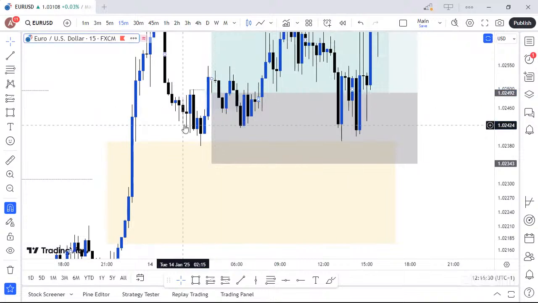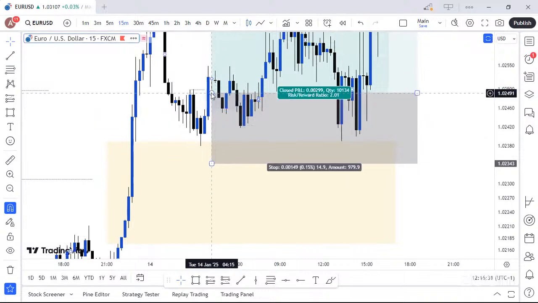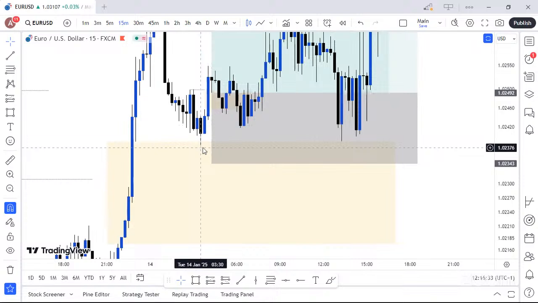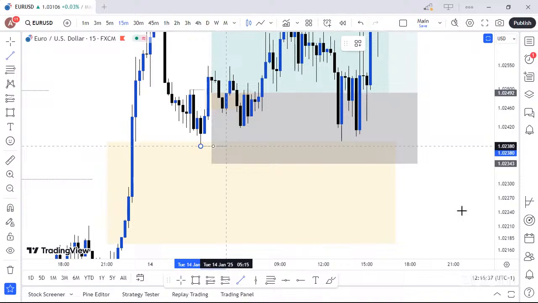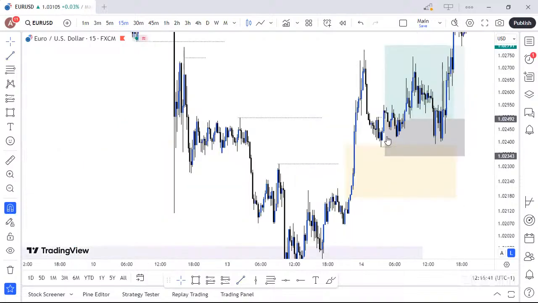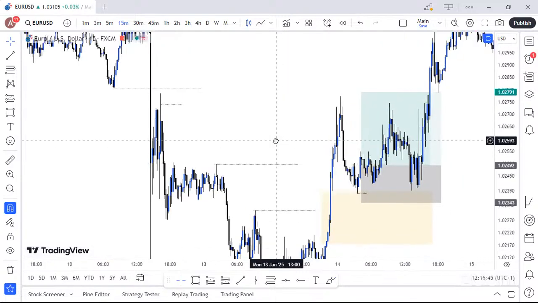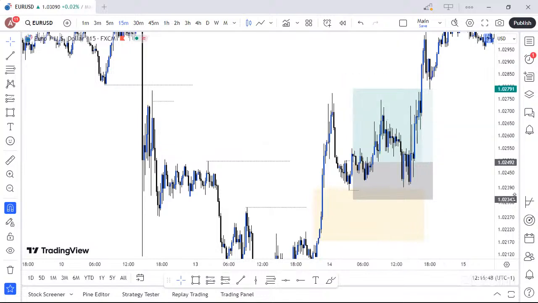Now, what do you do? You enter off the fair value gap and then you put your stop loss below your new protected low. So you see that it was not a very huge trade because in recent times we're still in sell, so we don't want to do too much. So this was a nice 1 to 2. Just catch it and go about your day.